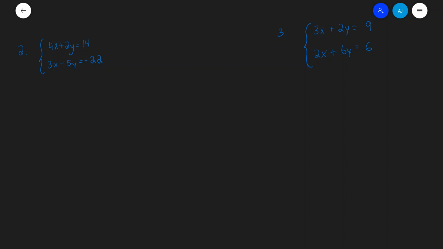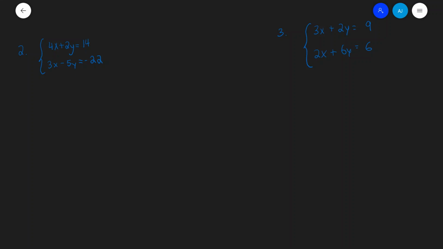Alright, so for number 2, you can immediately see that the arrangement is symmetric with both equations, since the variables are on the left side with the constants on the other. So there's no rearranging to be done, so I'm going to try to find a factor. However, you realize that there are no factors between the x's on both the top and the bottom equation and the y's on both the top and bottom equation.